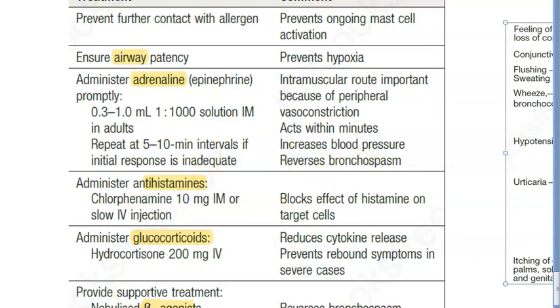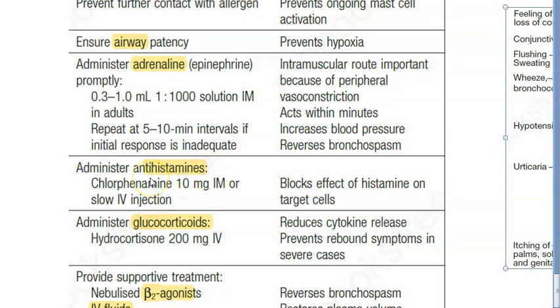And what else is adrenaline doing? It is going to reverse the bronchospasm, that is, it is going to do bronchodilation, so the person can breathe better. Adrenaline is a life-saving drug. It will increase the blood pressure and help in bronchodilation. Then you will give antihistamine. Who is the cause for all this? Histamine. So you will give antihistamine. What will you give?